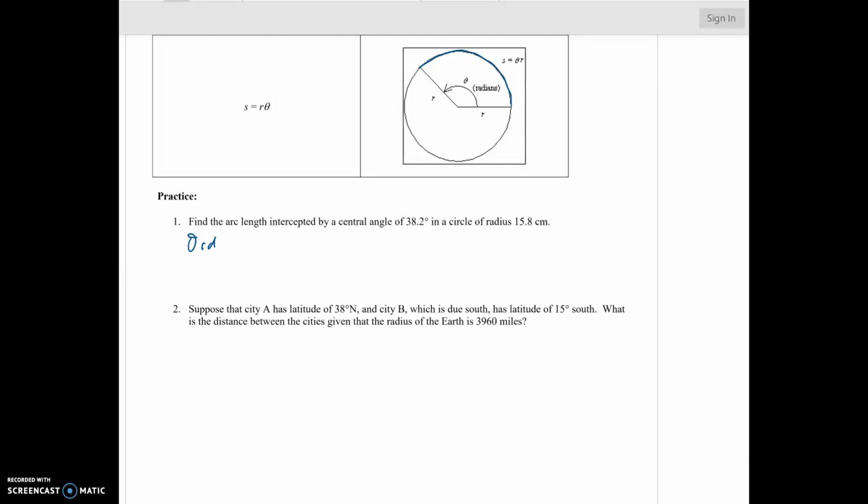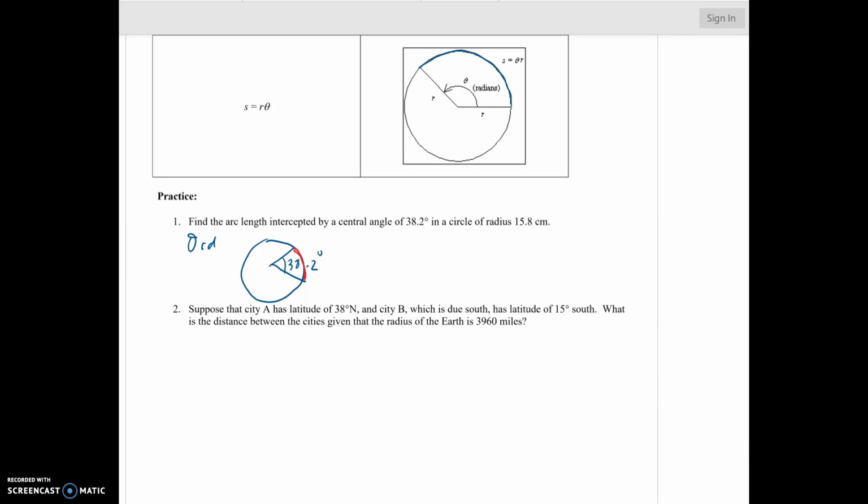And so if I want to practice, in problem number 1, what do I have basically? Well, I have: find the arc length intercepted by a central angle of 38.2 degrees. So basically we are dealing with something looking like this, where the angle theta right here will be 38.2 degrees. And what you're looking for is the value of the arc length.